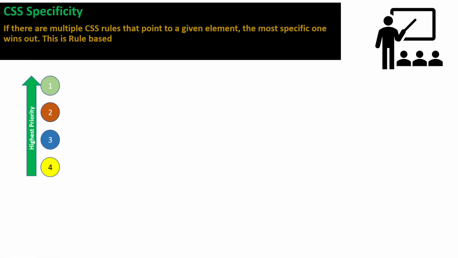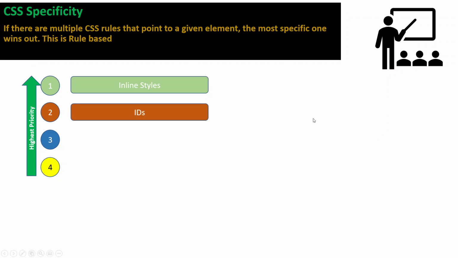We have 1 to 4, and the first one, which is the highest priority, is your inline style. So if you have an inline style, that's going to take highest priority. And then this is followed by your IDs, right? So if you have an element that has an ID, that is going to be second priority.